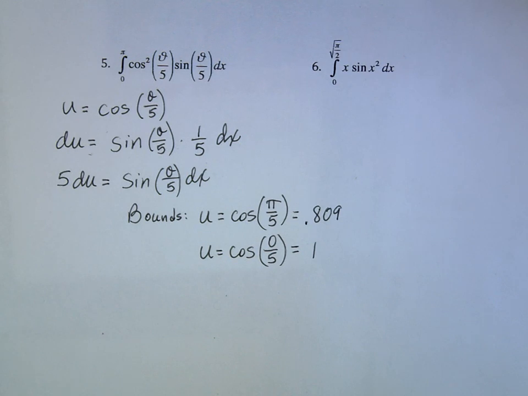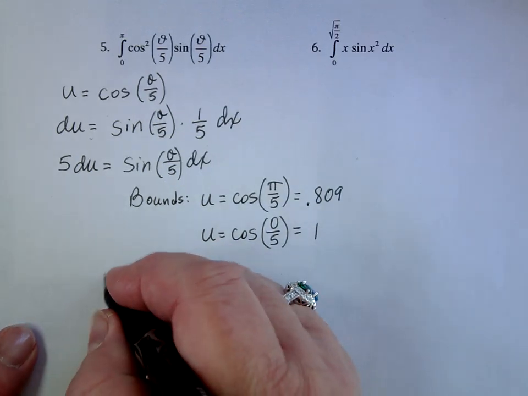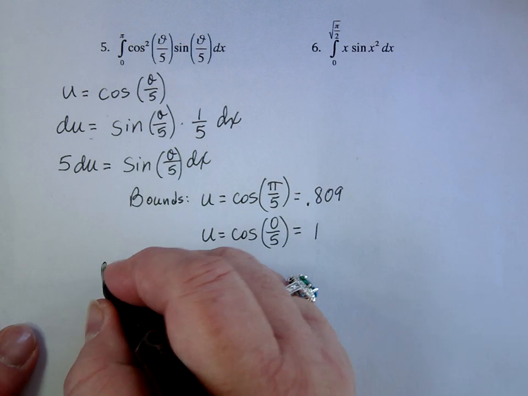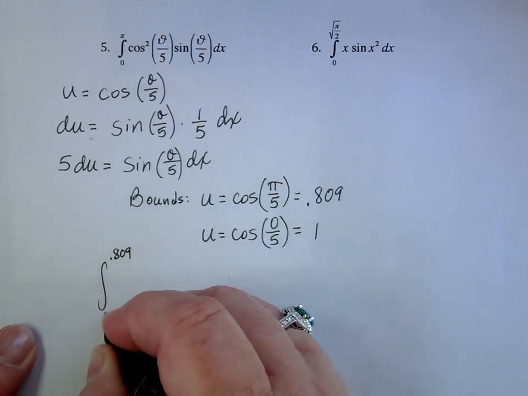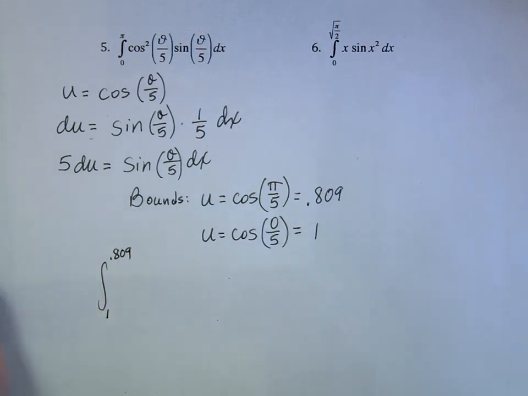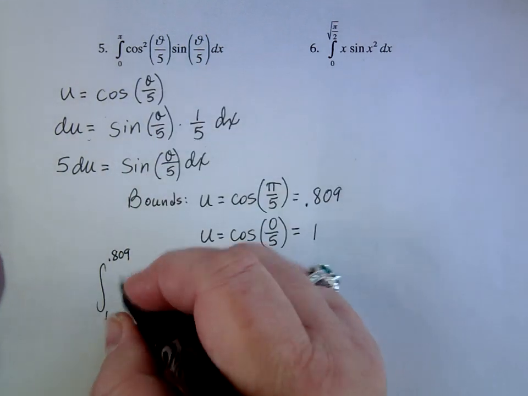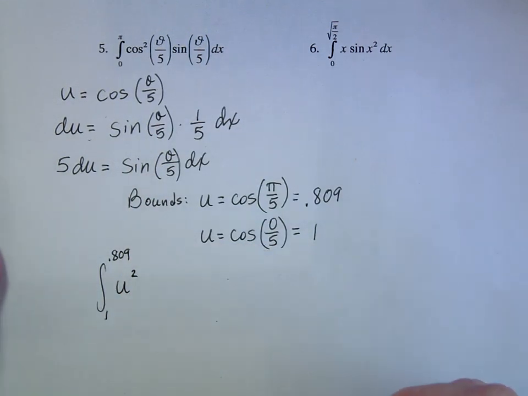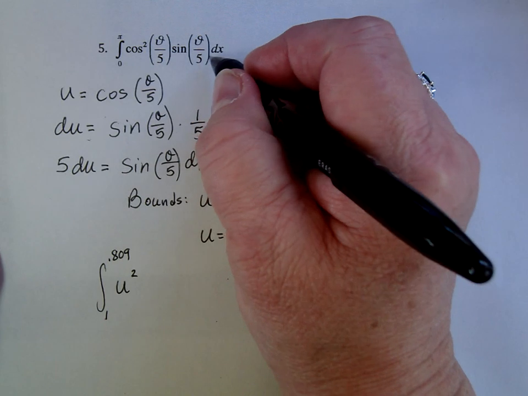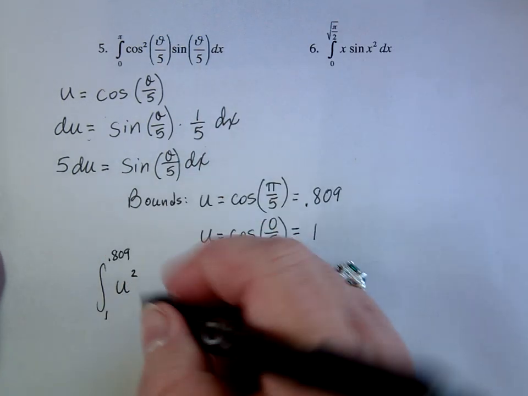So if I take that and put my integral together, do my substitutions, here's how it looks. I have new bounds. My new bounds are upper bound of 0.809, lower bound of 1. I have a u squared, cosine squared, and then the sine of theta over 5 dx is equal to a 5 du, so times a 5 du.